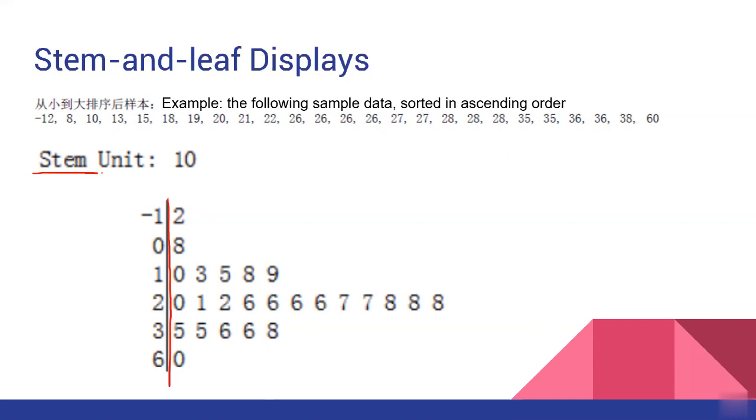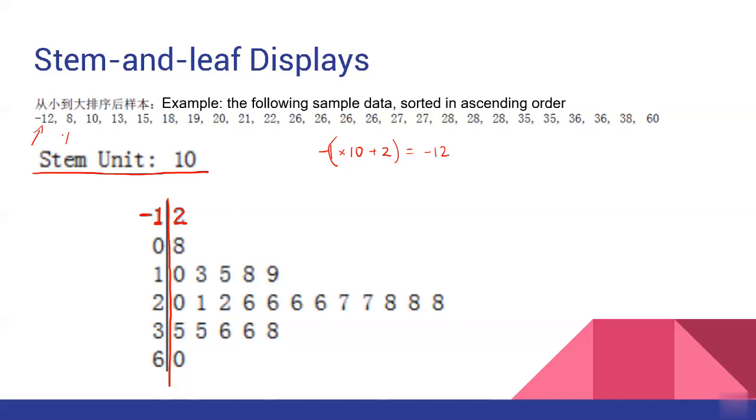Stem always has a unit. Suppose we use a unit of 10 in the stem here. And then we can draw the stem and leaves separately. For the first data, we have -12, right? So on the stem, we can write -1. And on the leaf, we can write a 2, which means -1 times 10 plus 2, which is -12, right?